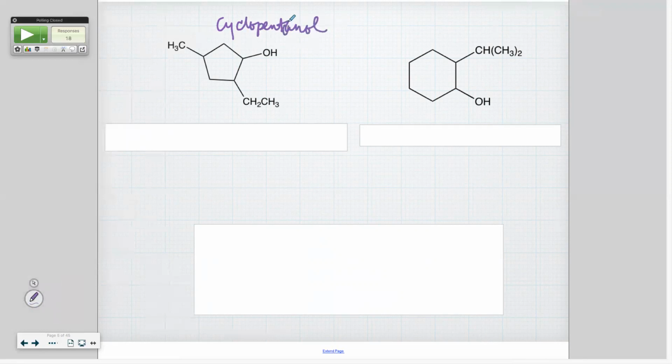That's an A right there, even though it's not looking like it. All right, so how do you want to number that thing? Which carbon on the ring is going to be number 1? The one with the OH.